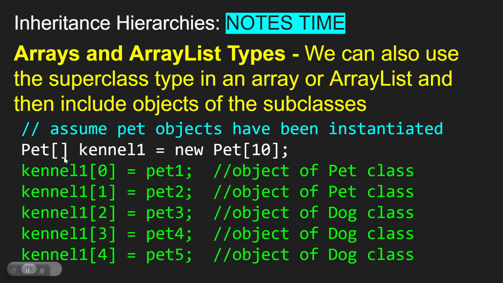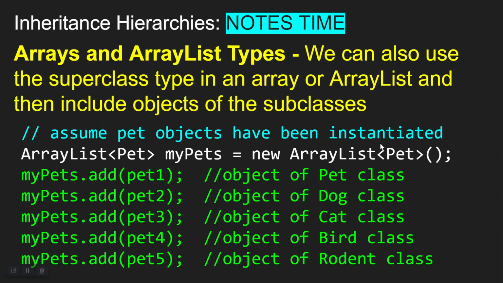So by declaring arrays of the superclass type, you give yourselves a little bit more versatility in terms of the types of objects you can put in there. The same is true for ArrayLists. If I create an ArrayList of Pet objects, I can now add pet1, pet2, pet3, pet4, and again, it doesn't matter if they are objects of the Pet class or any of our subclasses. This will also work, and it's another example of the advantage of polymorphism.